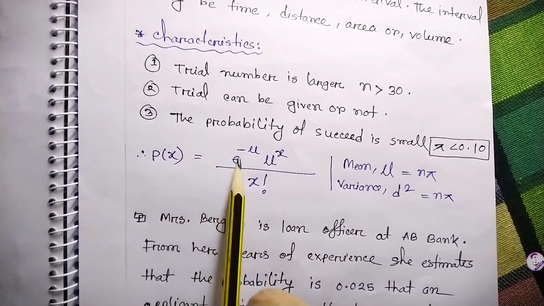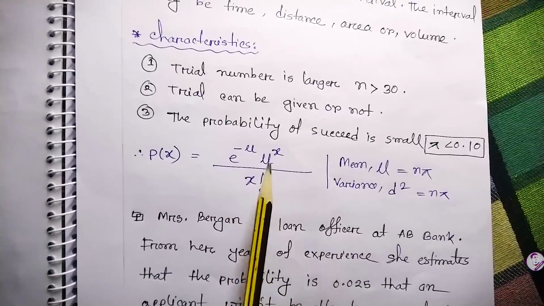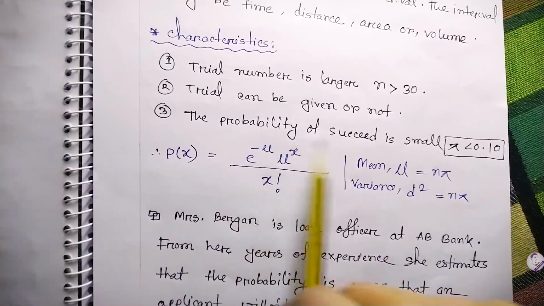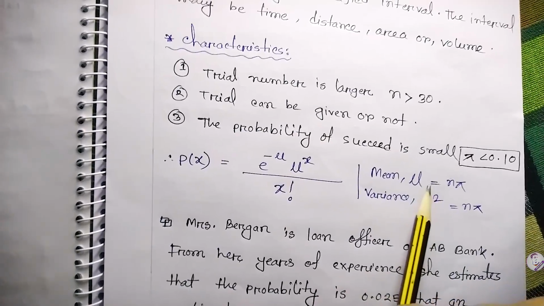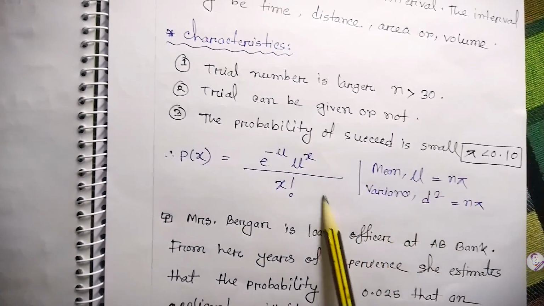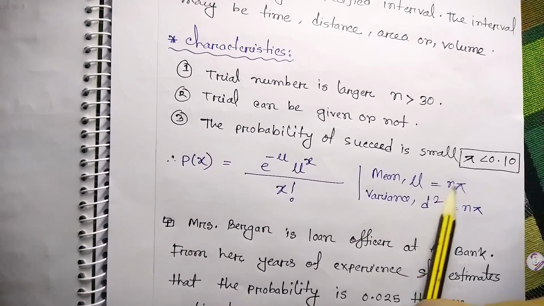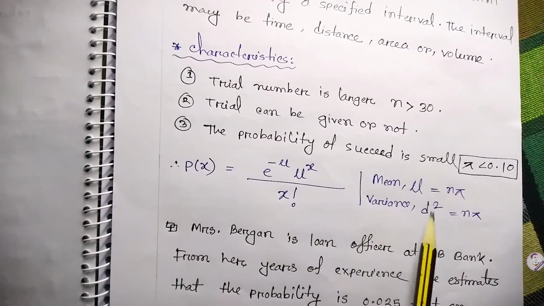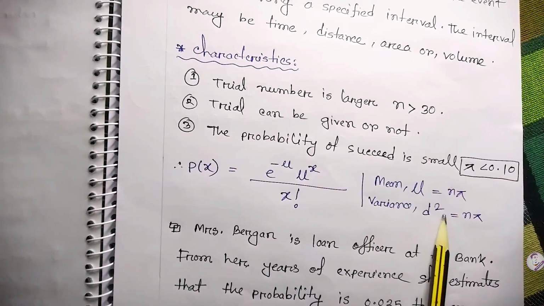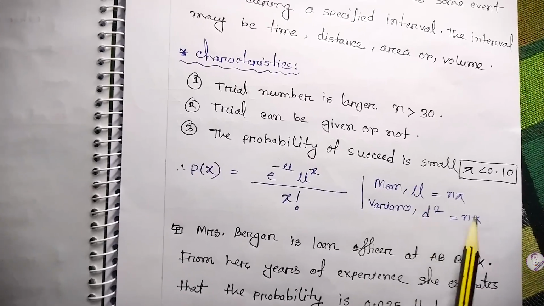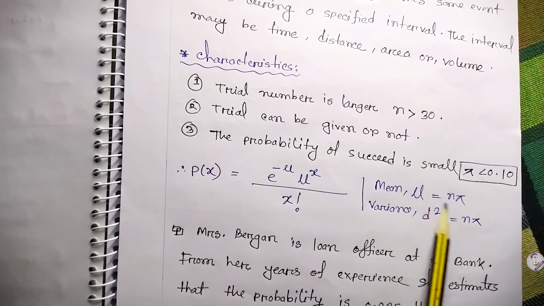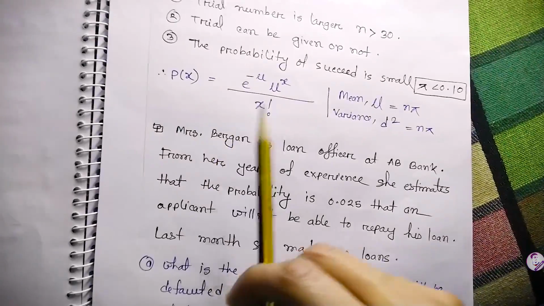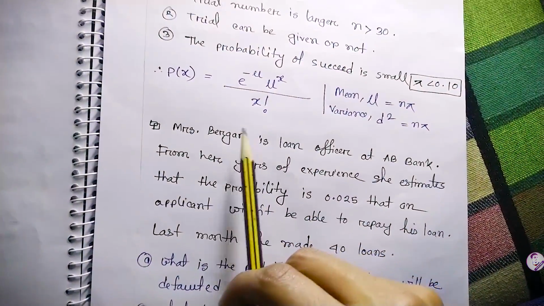So the main formula that you need to focus on: the probability of your given interest, P of x, is equal to e to the power minus mu, times mu to the power x, divided by x factorial. What is mu? Mu is actually the mean. We can also write the mean as n pi, where n is the number of trials and pi is the probability of success. The variance sigma squared is also n pi, and the mean mu is also n pi. Both of them are the same. You can understand this very easily when you solve some mathematics.